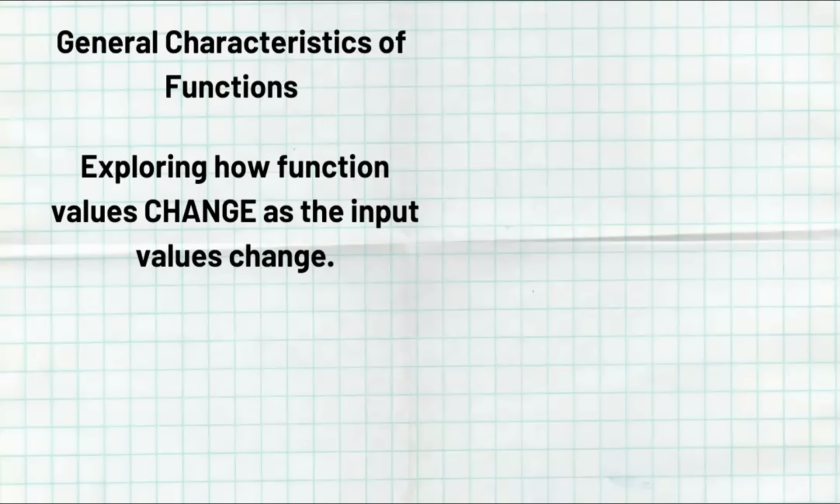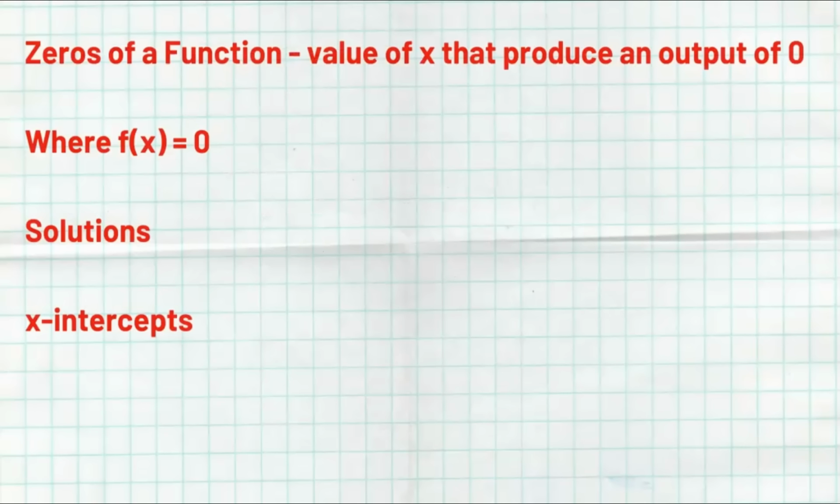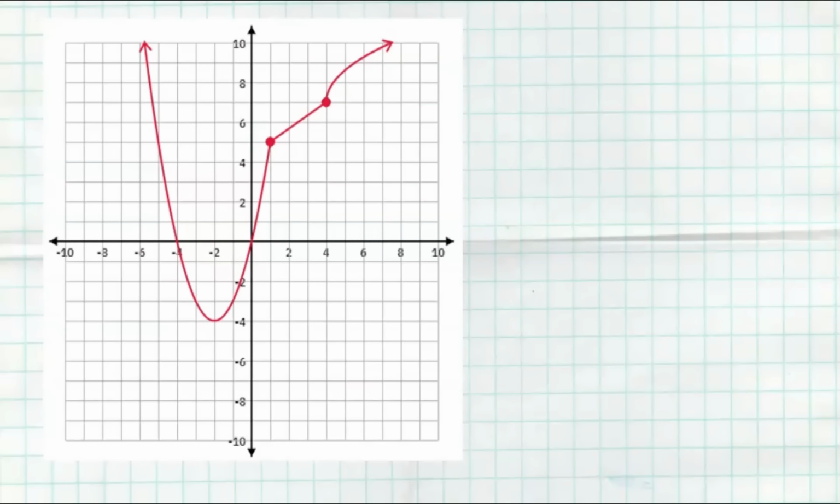Now, the first big topic is the zeros of a function. The zero of a function is a value of x that produces an output of 0. This occurs where f of x equals 0. Like literally set your function equal to 0 and solve. These are called solutions. They're also called x-intercepts. Now, if we have a graph, it's pretty easy to just visually look and see where we have those x-intercepts. So we see we have one here at -4 and one at 0. Very, very simple to see where we cross the x-axis. Those are our solutions or our x-intercepts.